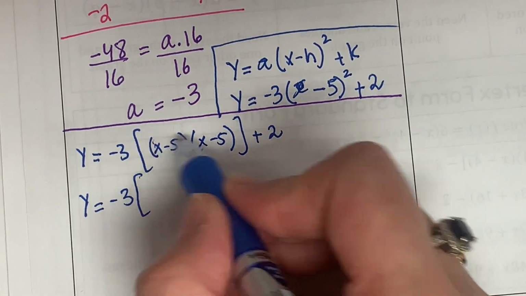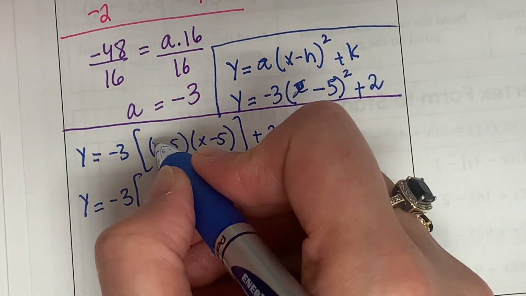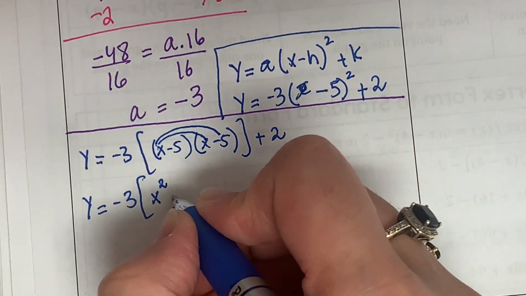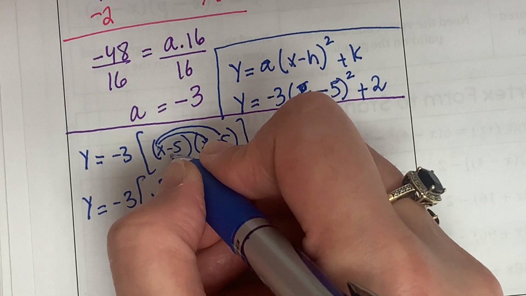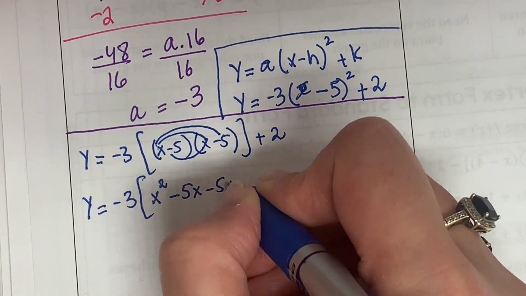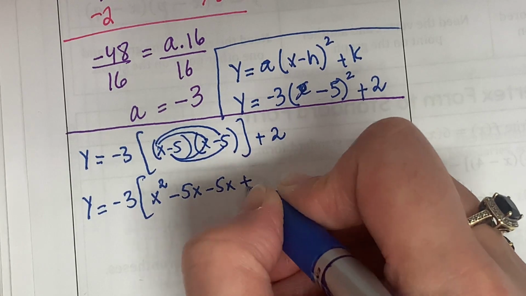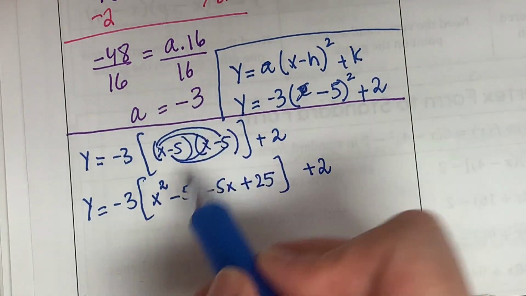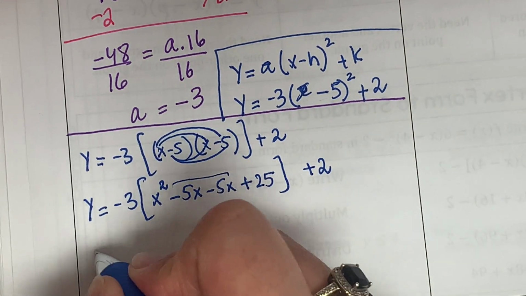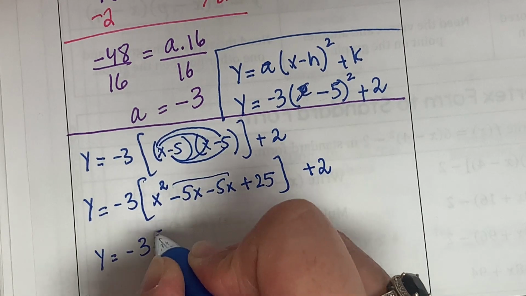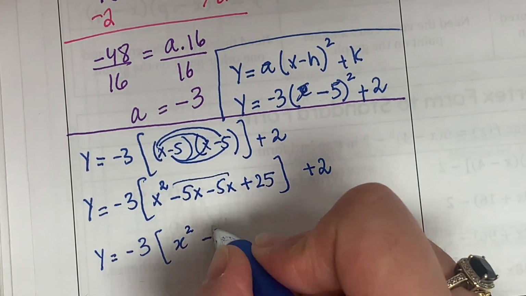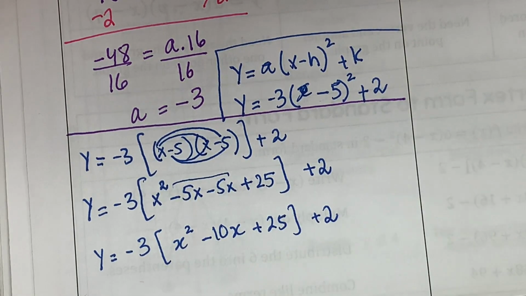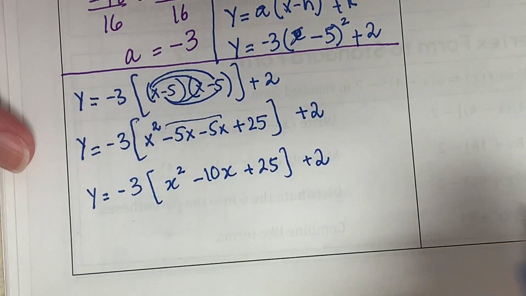So first I'm going to multiply the inside of these square brackets. X times x is x squared. X times negative 5 is negative 5x. Negative 5x here. Negative 5 times negative 5 is positive 25. I got my numbers. I still have to combine these two. This should be x squared minus 10x plus 25 plus 2. All I'm doing is PEMDAS.